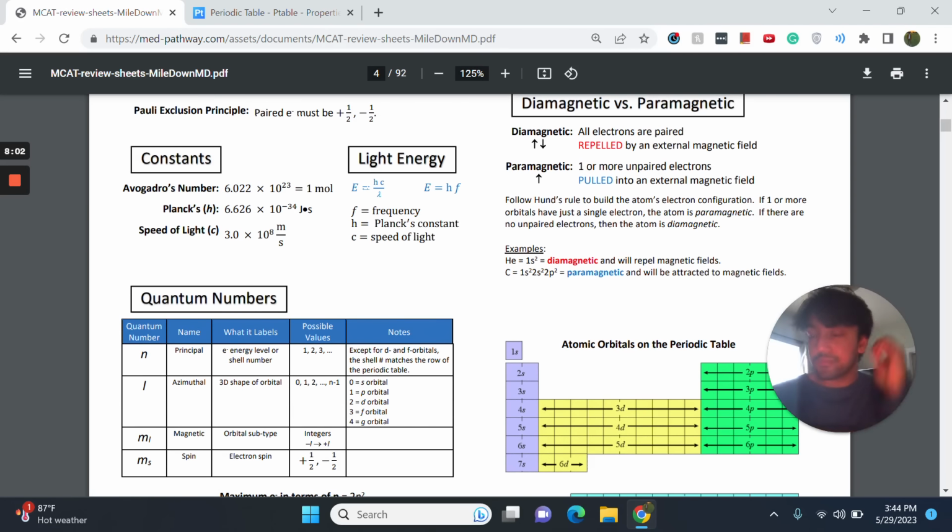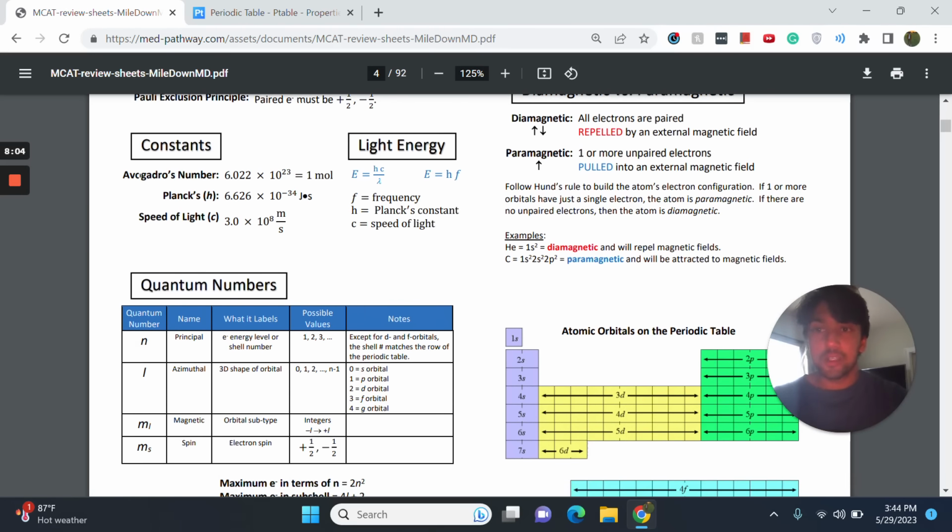Okay, there's some constants that you need to memorize for the MCAT. The first one is Avogadro's number, which is 6.022 times 10 to the 23rd. The second one is Planck's, which is 6.626 times 10 to the negative 34. And the third is the speed of light, which is 3 times 10 to the 8th. You don't actually need to know 6.022; if you know 6 times 10 to the 23, that's fine too. Make sure you know what the units are. So Avogadro's number is just a number.